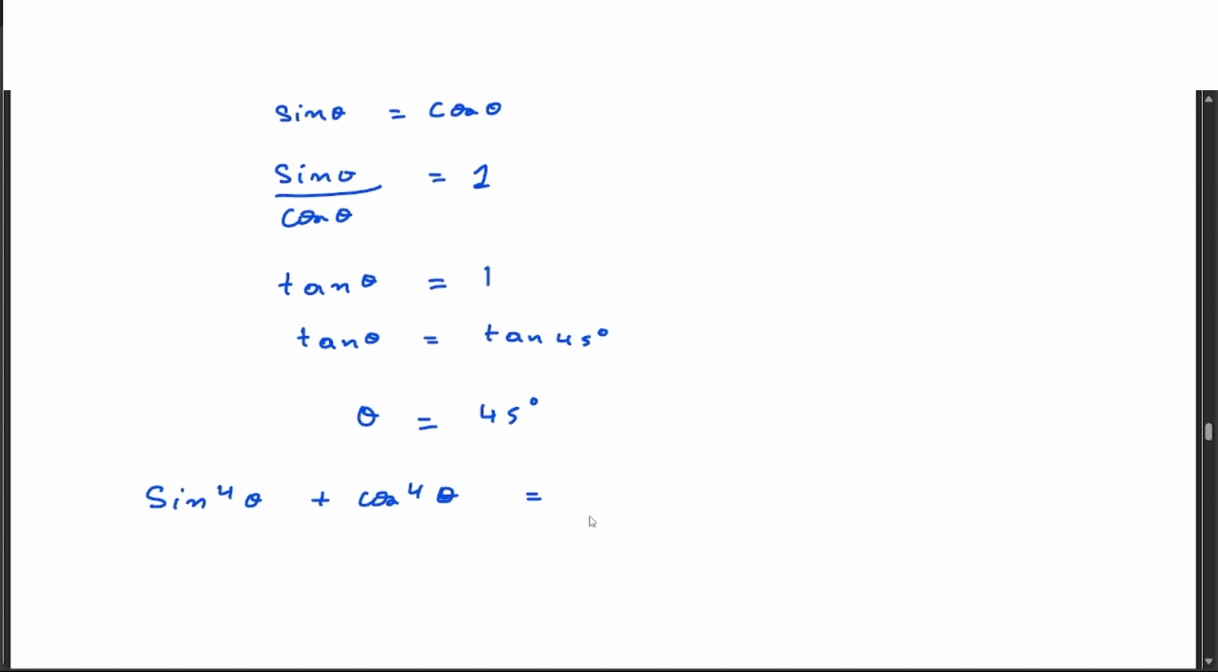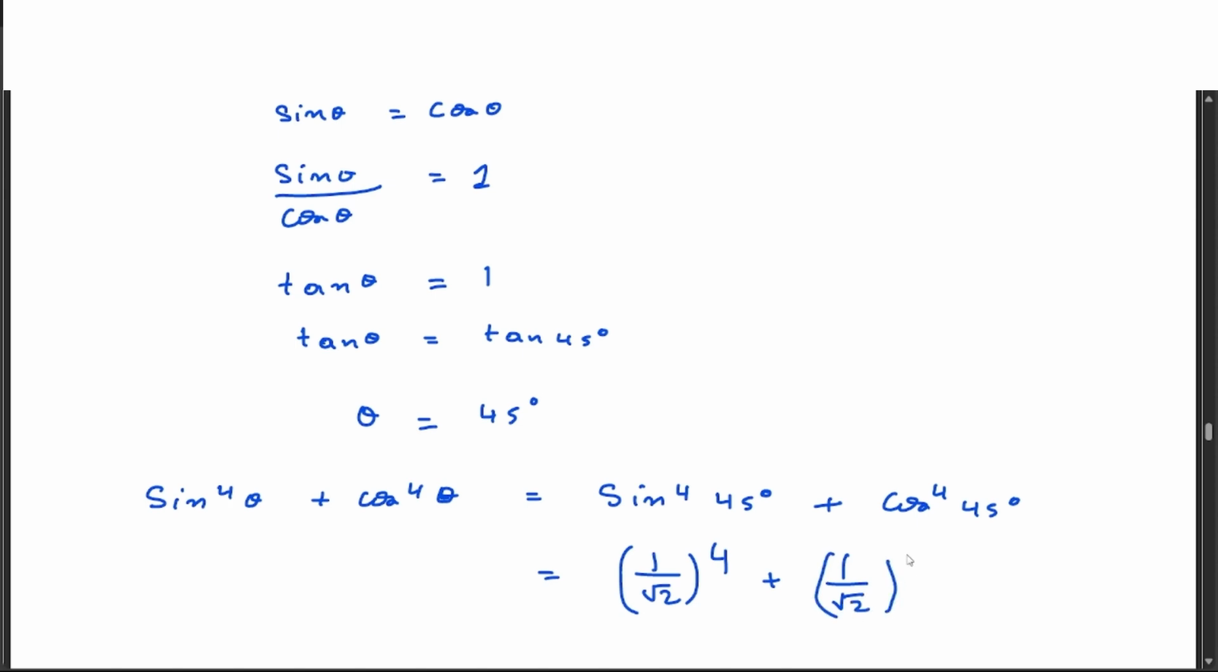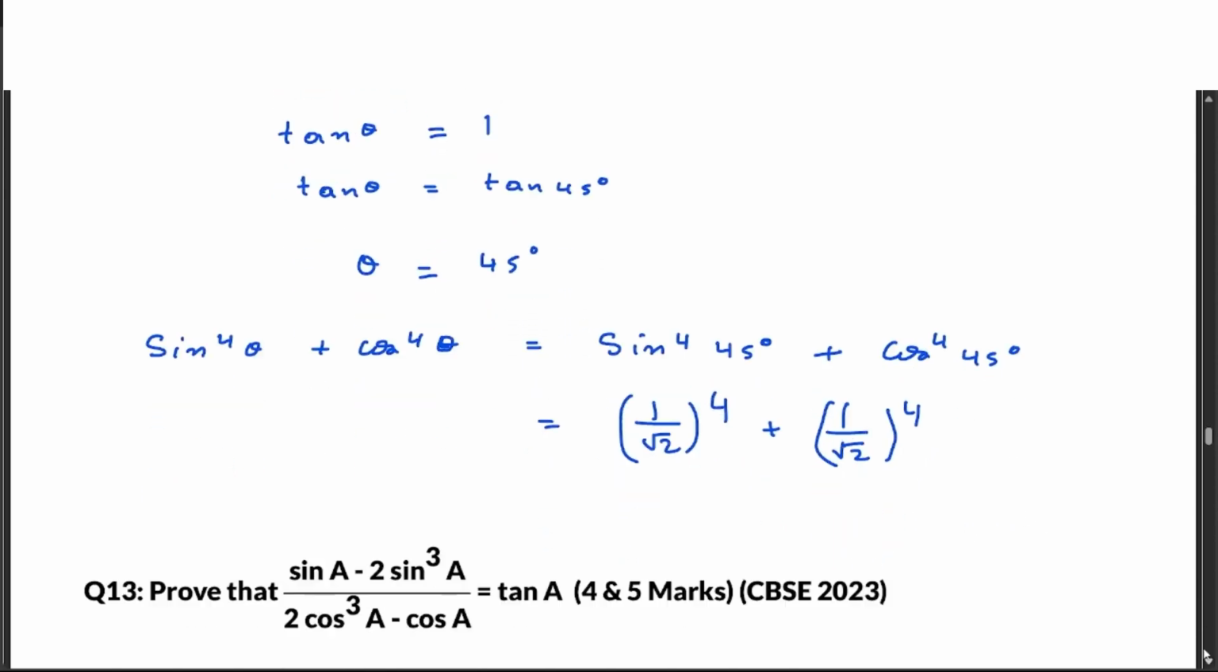Now, the theta value is how much? 45. So you can substitute the theta value. So we can say sine to power 4 45 degree plus cos to the power 4 45 degree. Now you know the sine value at 45 degree is 1 over root 2, whole power 4. Same way, cos value at 45 degree is 1 over root 2, to the power 4. Here both exponents are 4.